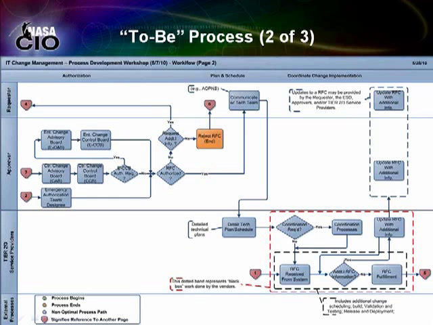There is a lot of documentation associated with both the change advisory boards, the change control boards, the enterprise change advisory boards, and the enterprise change control board. So we have that in separate presentations and documented. So if you're interested in that, we can get that to you.